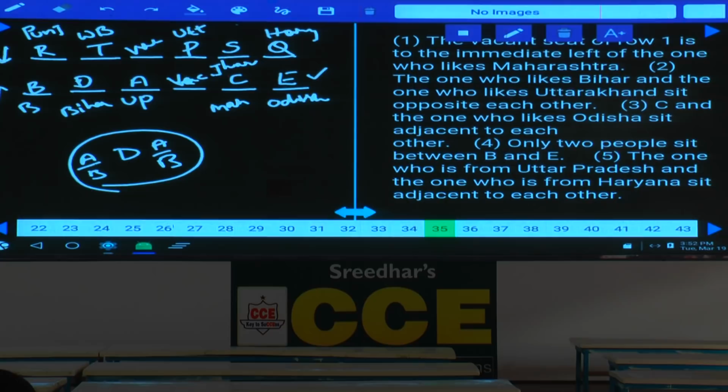No, C and the one who likes Odisha are adjacent to each other, and this is definitely true. And what is your answer here? Choice 3 is the answer. Now this is about question numbers 31 to 35. Then 36 to 40. Done with this 36 to 40.